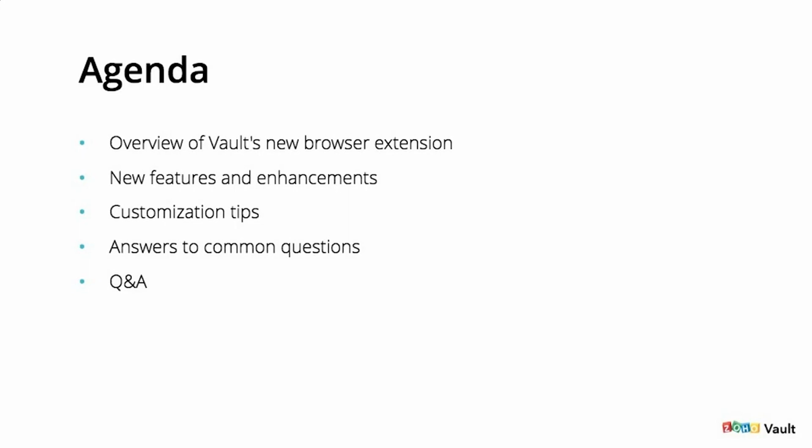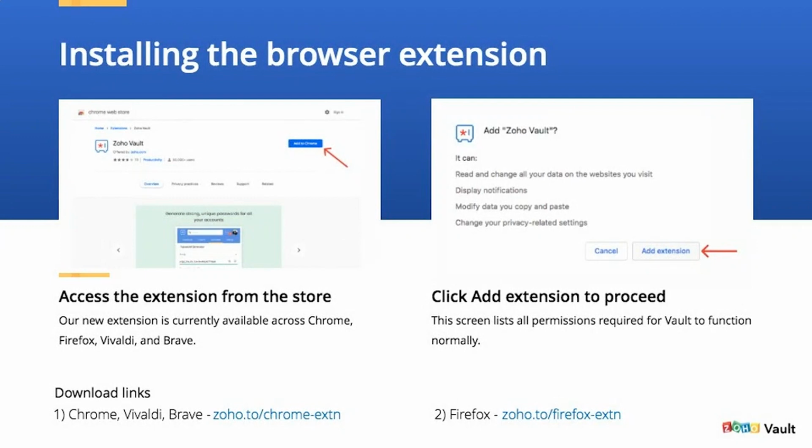If you're very new to Zoho Vault's browser extension, if you've not installed it already, here's how you can do it. I've taken Google Chrome as an example here, but the new extension is available for Chrome, Vivaldi, Brave, and Firefox. So you can see all the download links at the bottom of your screen. You can access that particular store from the links below. And once you land on the page, click on Add to Chrome. So this will help you add that particular extension to Chrome. Click Add Extension from the prompt that displays all the permissions that Vault requires to function normally.